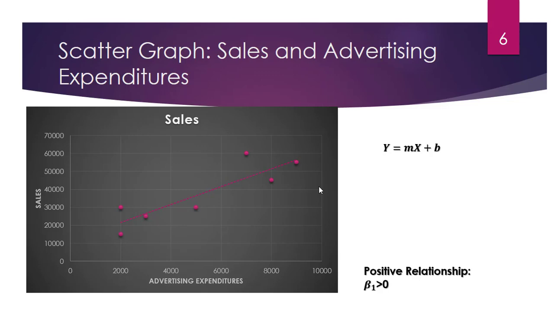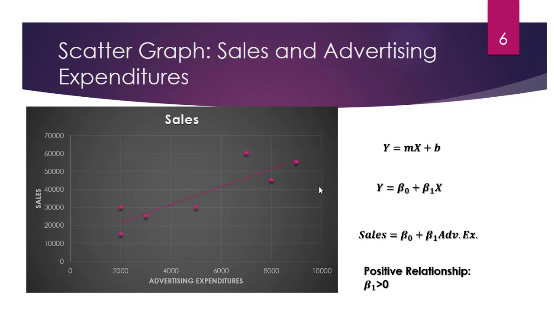In regression analysis, we represent the line as y equals beta 0 plus beta 1 x instead. All that has changed is the notation. Beta 0 is the intercept term and beta 1 is the gradient or slope of the line. In the context of this example, y is equal to sales and x is equal to advertising expenditures. Now, is there a relationship between sales and advertising expenditures?